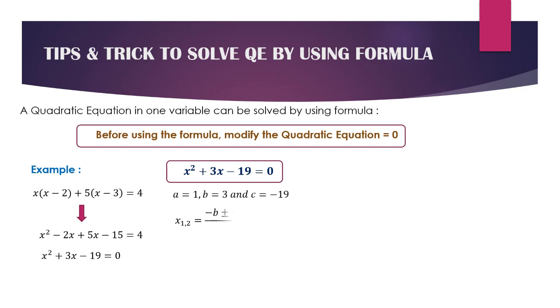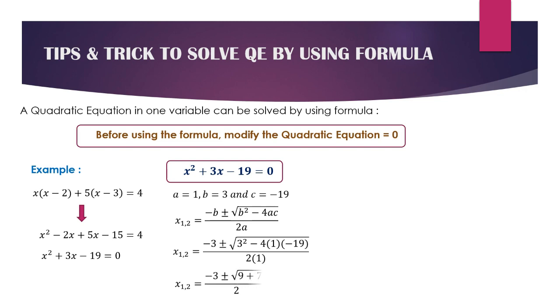By inserting the numbers into the formula x1,2 equals minus b plus minus root of b squared minus 4ac over 2a, we find minus 3 plus minus root of 9 plus 76 over 2. So x1,2 equals minus 3 plus minus root of 85 over 2, or minus 3 plus minus 9.220 over 2. By separating the plus and minus signs, we can have two answers.